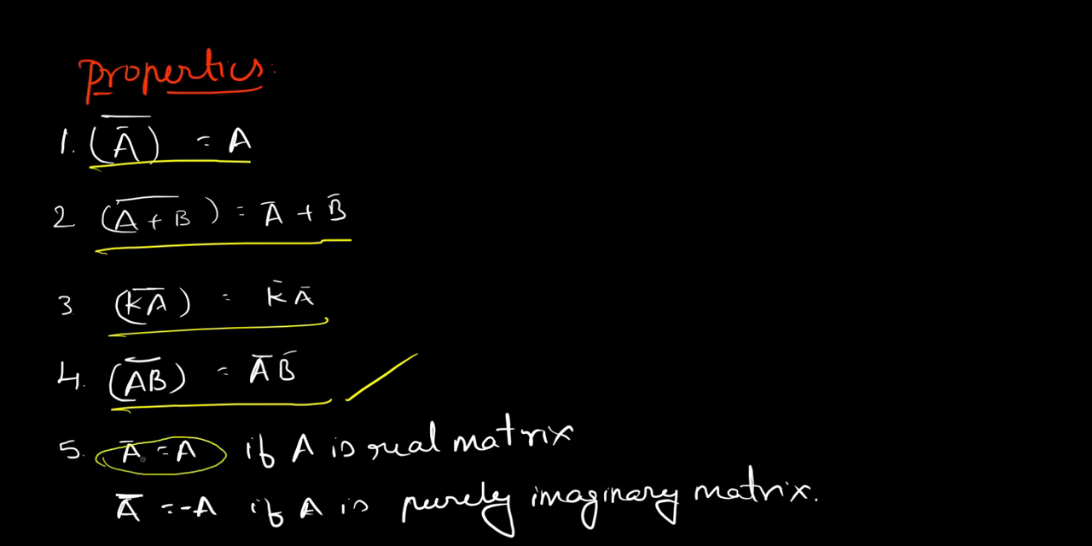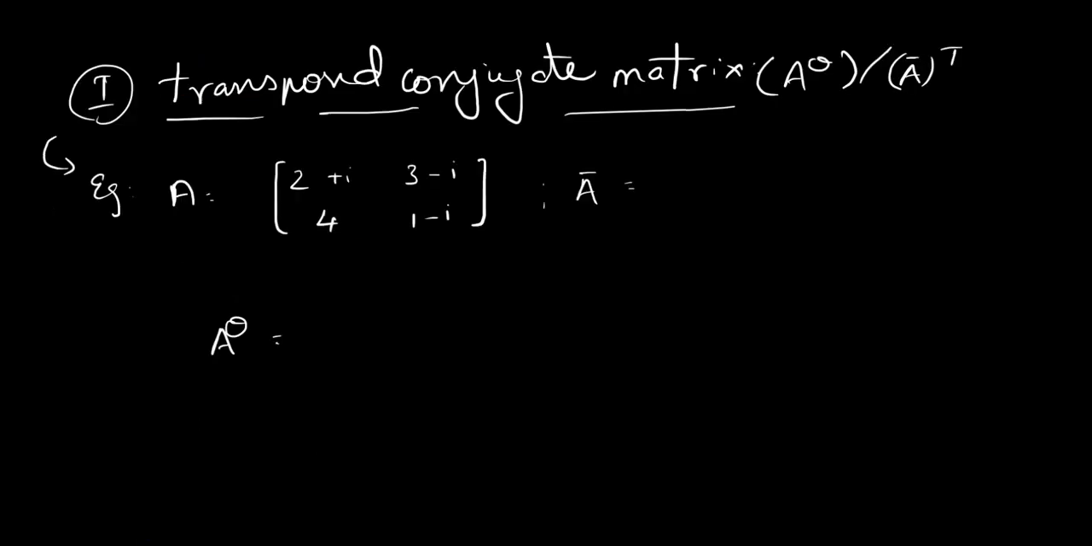And coming to this, it's really important. A conjugate is equal to A if A is a real matrix. A conjugate is equal to minus A if A is a purely imaginary matrix. So we need to consider this. So let us go ahead with the transposed conjugate matrix.